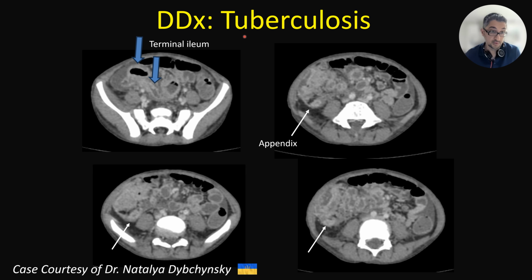Tuberculosis can involve the terminal ileum and appendix as well. In this case that I borrowed from Dr. Natalia Debichinsky from Ukraine, there is extensive inflammation of the distal ileum, terminal ileum, fluid collection, and the appendix is markedly thickened. So this much inflammation cannot be secondary inflammation to appendicitis. So it's obviously a primary inflammation.